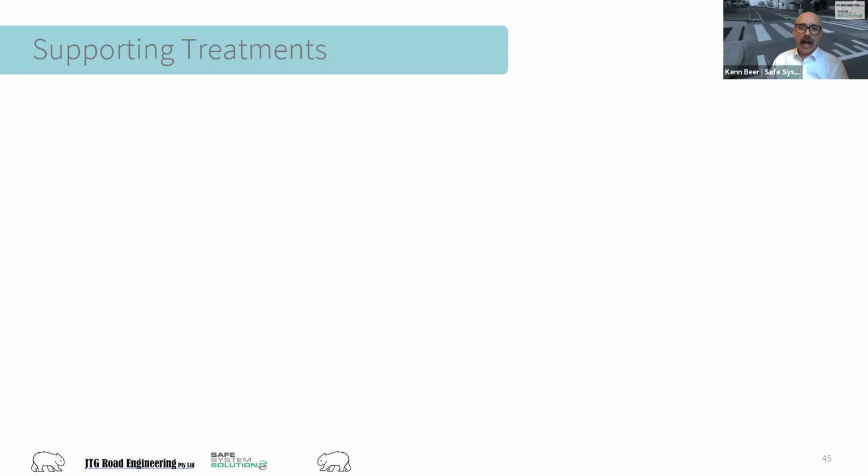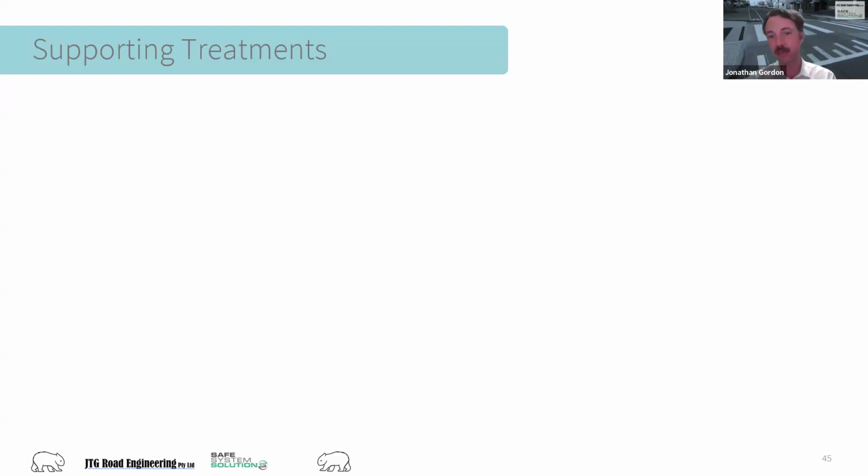So if you're slightly not getting exactly what you want, the raised nature of it, the slowness of the vehicle going through this conflict point just brings that risk right down. It does, yes, absolutely. All right, keep going. There's a few supporting treatments as well.